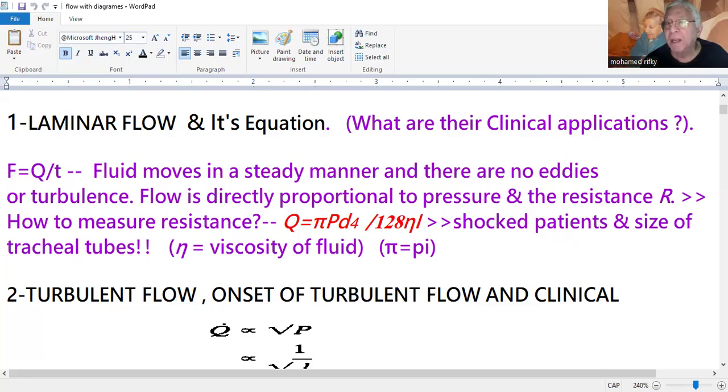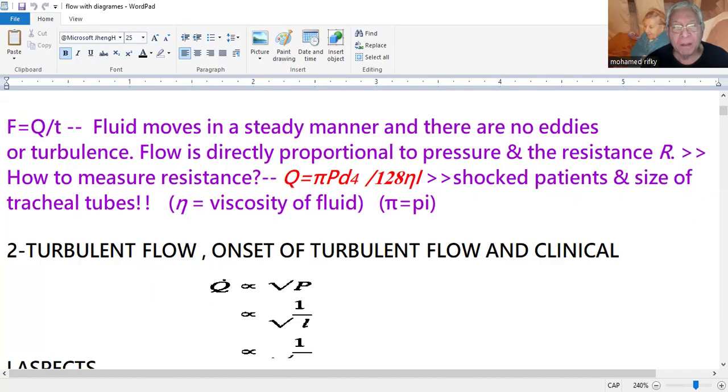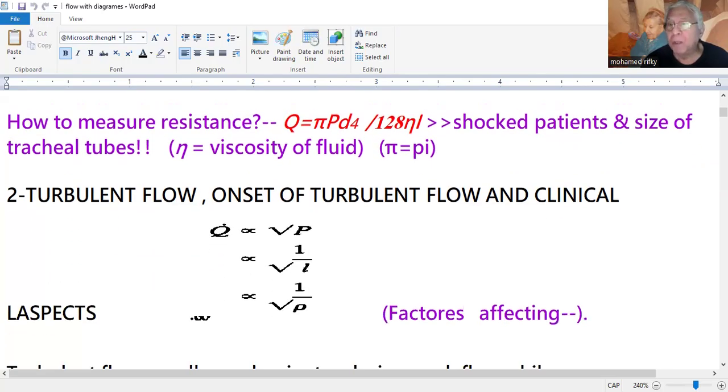Of course, you can increase the pressure of the fluids by elevating the infusion unit or decreasing its viscosity. All these are items. Now we come to what we call the turbulent flow. I will show you on the figures the difference between both of them.